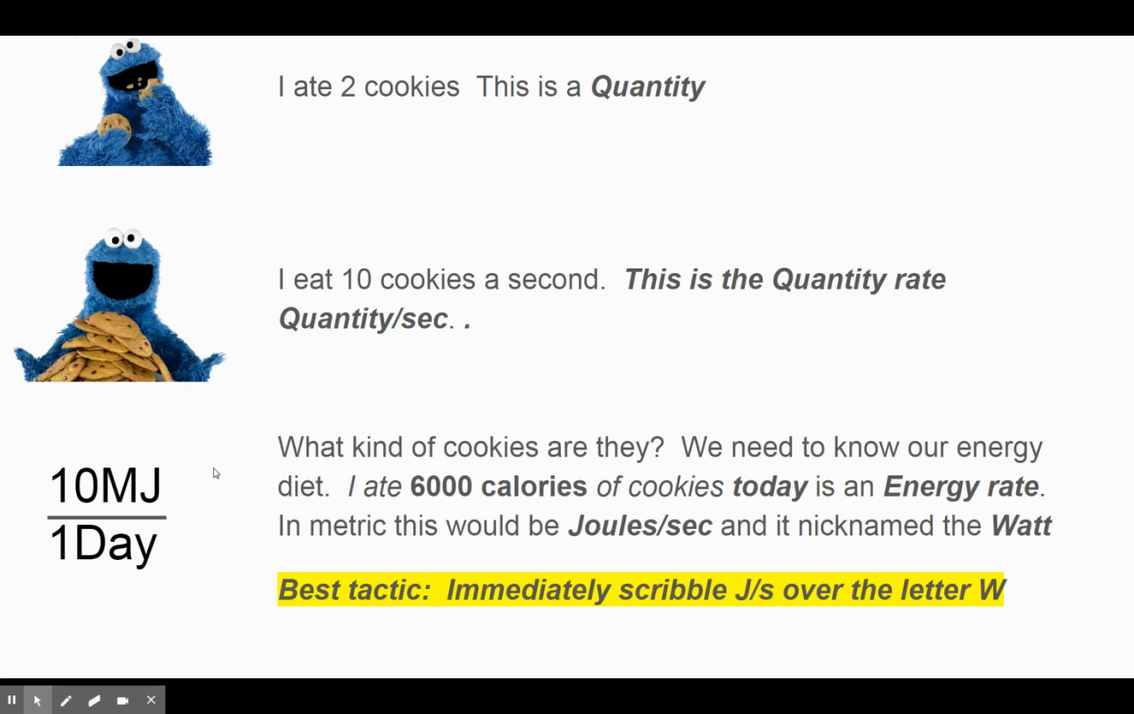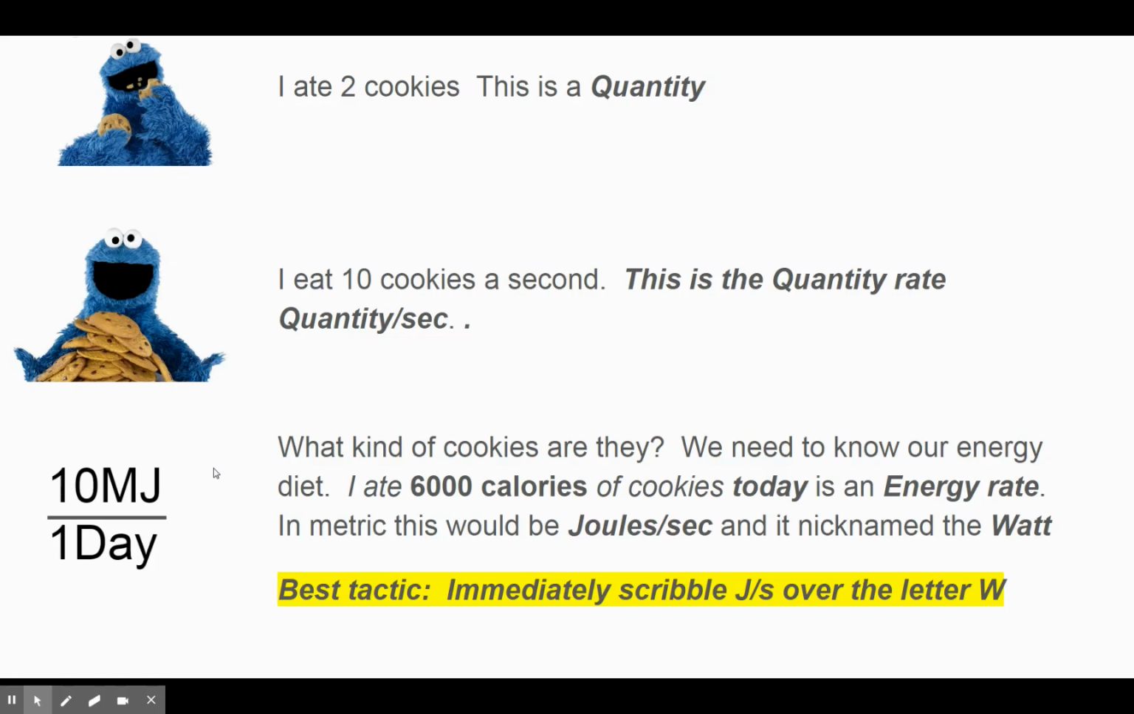Here is a simple, mature example of the difference. I ate 2 cookies. This is a quantity. I eat 10 cookies a second. This is a quantity rate. However, telling a person you ate 10 cookies a second doesn't matter if you don't know what the cookies are.